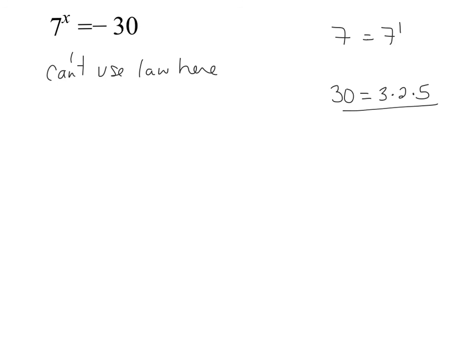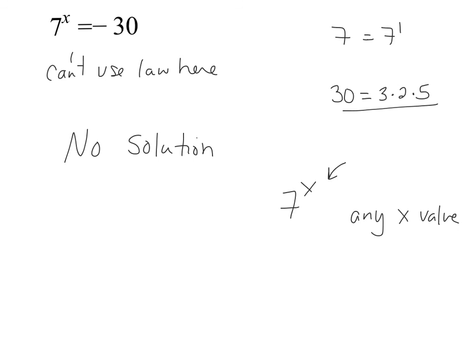But I can still solve this. In fact, I actually know this problem has no solution. And here's why. If I have 7 to the x, no matter what x value I put in, negative, positive, rational, irrational, 0, it does not matter, any x value will make 7 to the x positive. So you can never have an exponential equation equal to a 0 or a negative. So this number can never be negative, ever, because 7 to any power will always be positive.